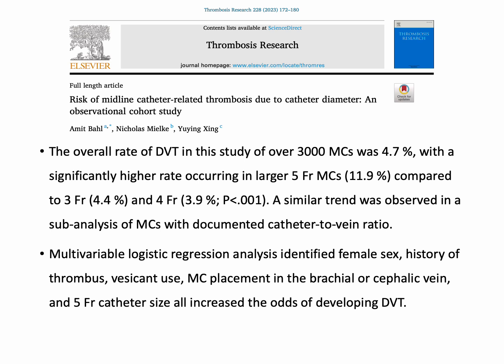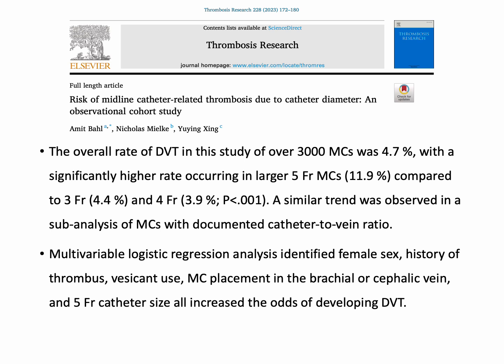More recently, an observational cohort study published in Thrombosis Research in 2023 by Amit Bal, a physician from Michigan, demonstrated an overall DVT rate of over 3,000 midline catheters of approximately 4.7%. And it demonstrated that 5 French midlines had a significantly greater risk of thrombosis against 3 and 4 French catheters, with a statistical significance of 0.001.